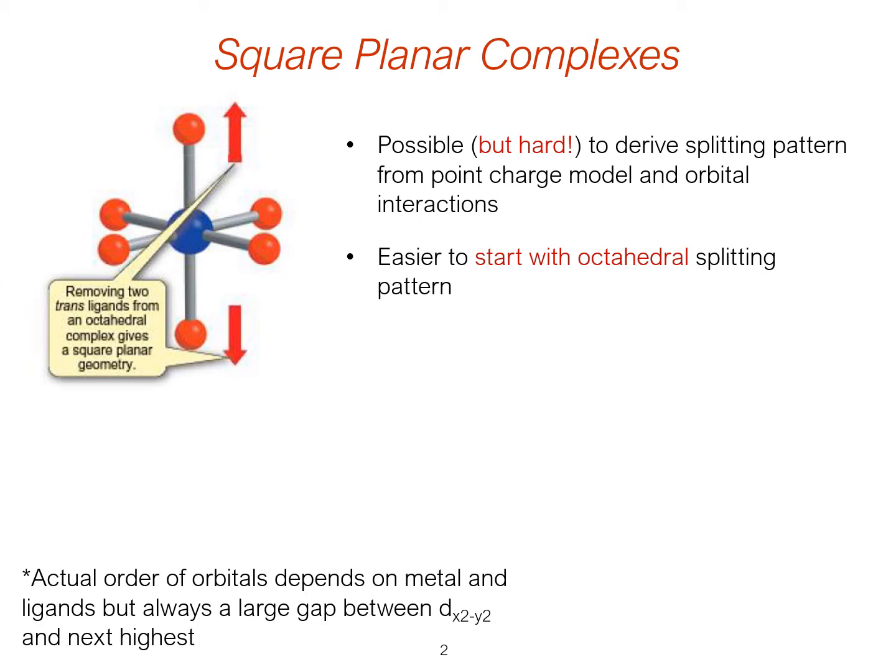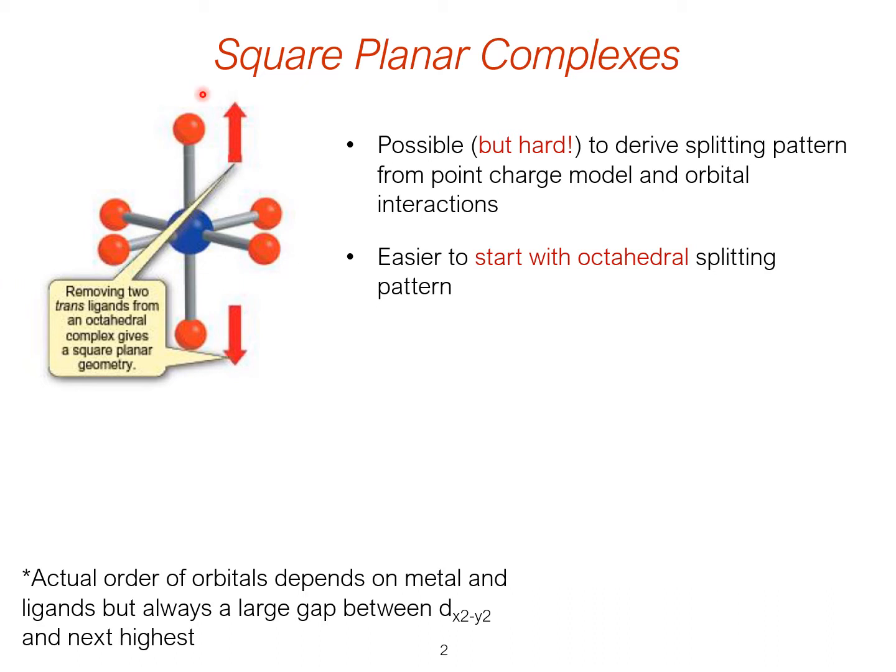It's possible, but very hard, to derive the splitting pattern from the point charge model and the orbital interactions we used for the octahedral and tetrahedral ones, where we looked at each of the 5 d orbitals and how the point charges come towards them. It is possible to work out the splitting pattern that way, but it's quite hard. So it's much easier to start with an octahedral splitting pattern, which is what I'm going to demonstrate in this nice open space down here.